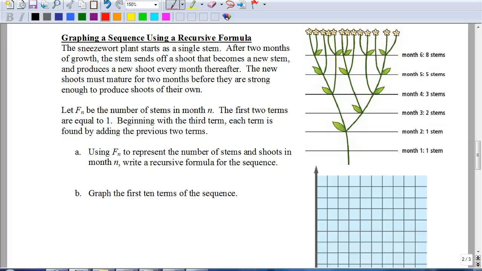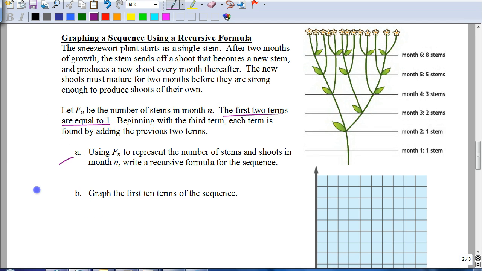Now, it's pretty cool because math is found all over in nature, and this is just one example. This is where nature follows what's called the Fibonacci sequence. We're going to talk about that here in a minute. But the Fibonacci sequence follows this pattern, where the first 2 terms are equal to 1.